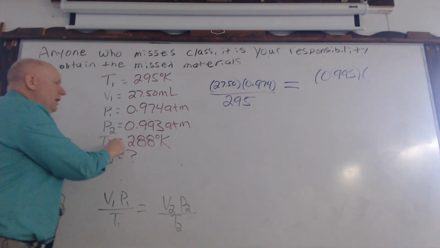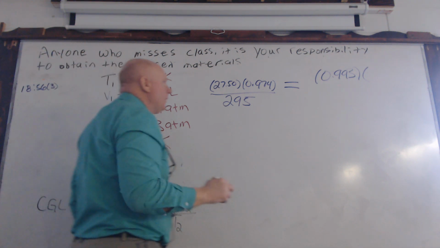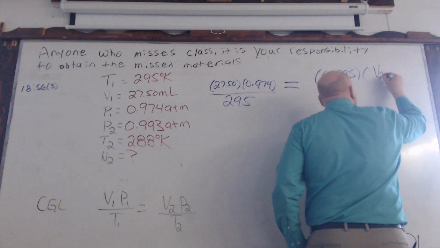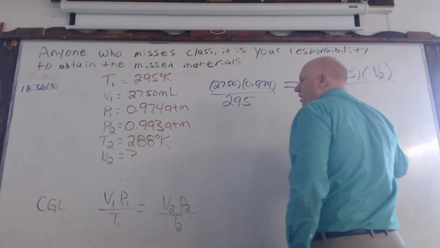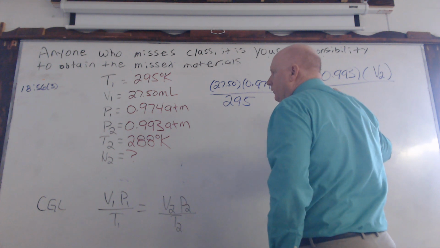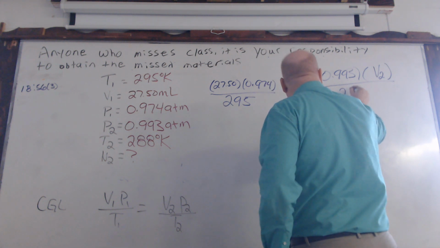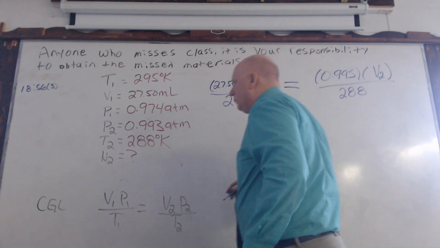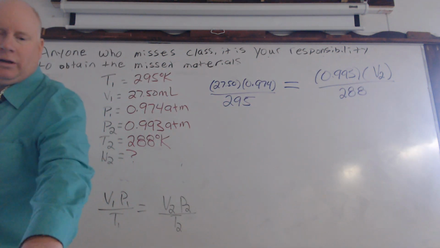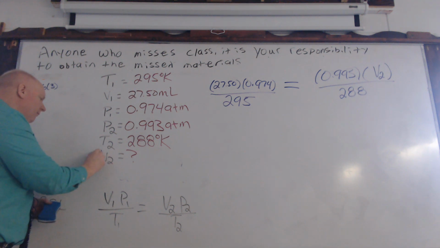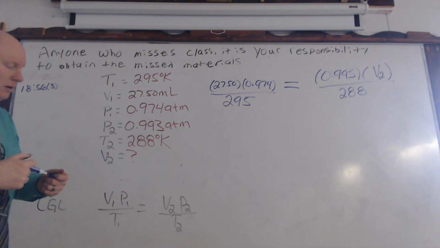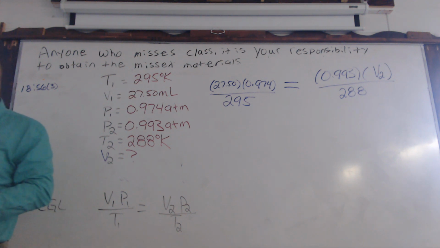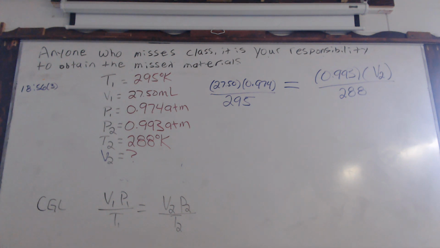Times 288. Oops, that's not right. I was going to write a T on there, and that's a V. Not that you want to deal with the fractions, I would agree. What is the best thing? You're a mind reader. Multiply it over. Just get rid of your fraction.